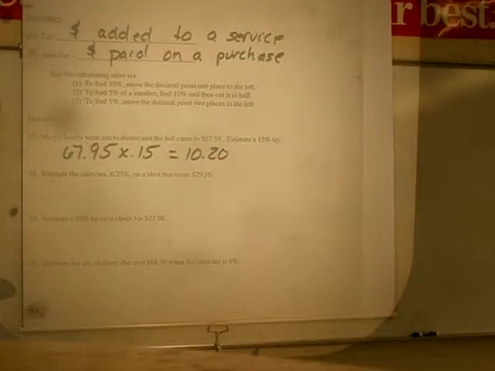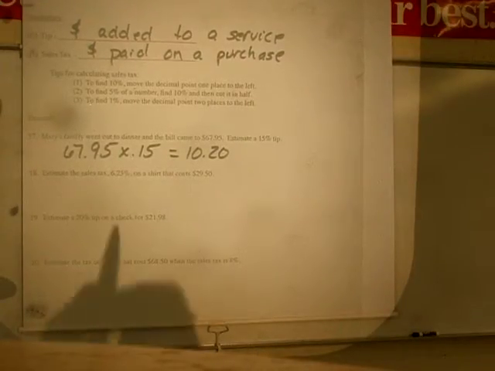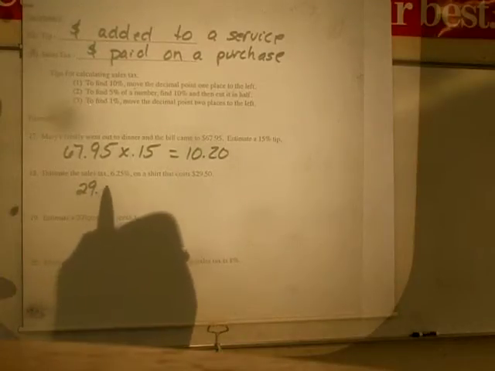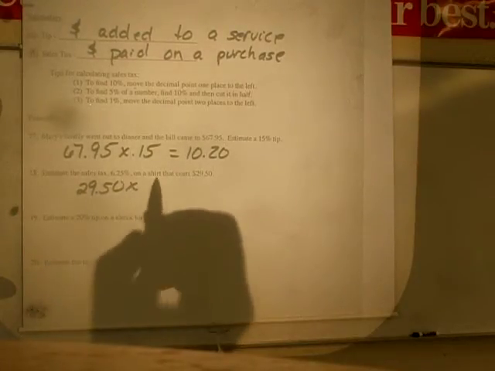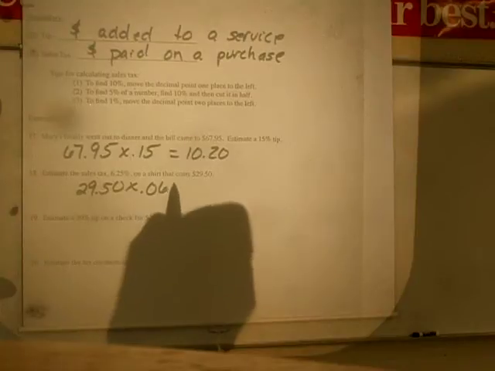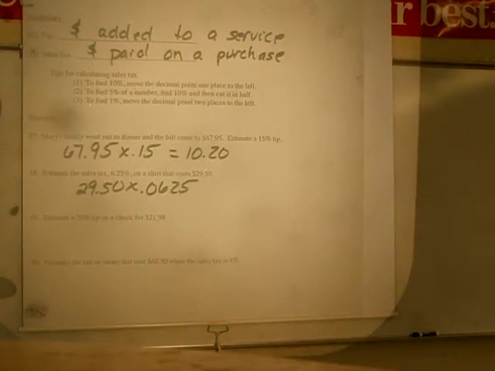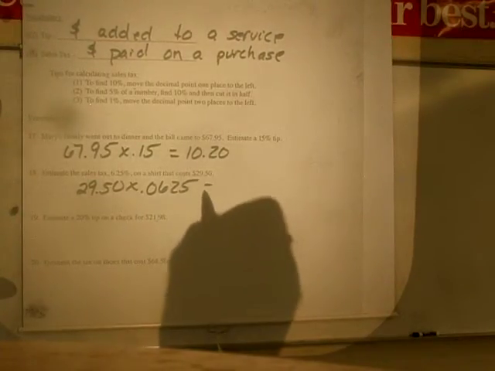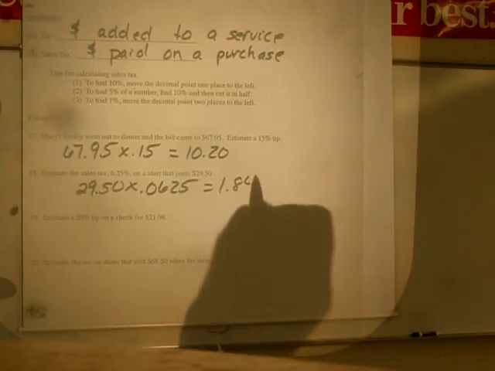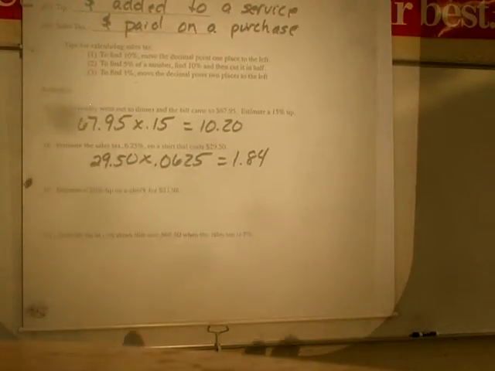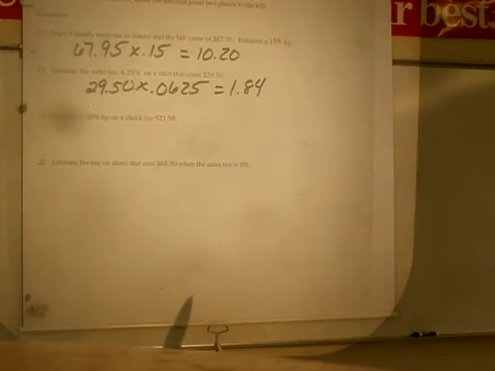Estimate 6.25% sales tax on a shirt that costs $29.50. I'm not estimating these, I'm just going to use my calculator. $29.50 times 0.0625, and that ends up $1.84 in tax.